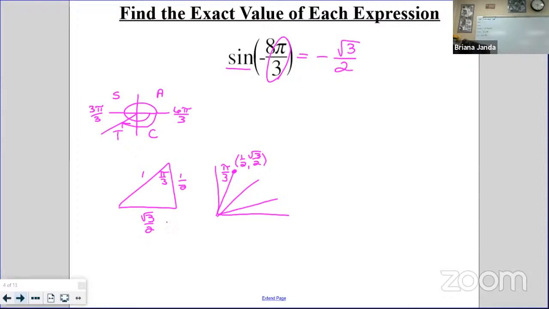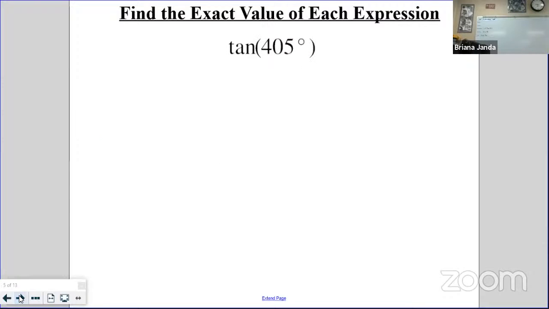Or opposite over hypotenuse, or sine is your second value in each of those ordered pairs. Pick your method. All right. What if it's degrees and bigger than a full circle? Okay, no different. Draw me 405 degrees.